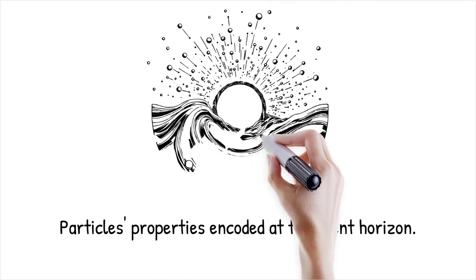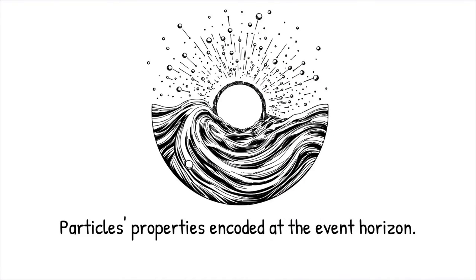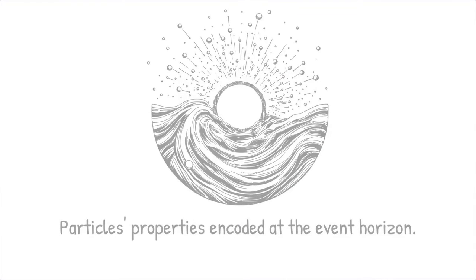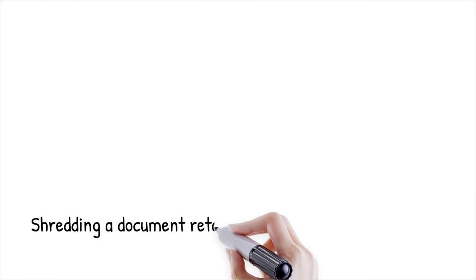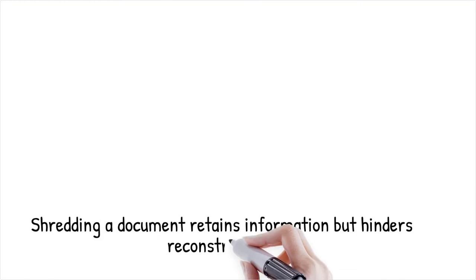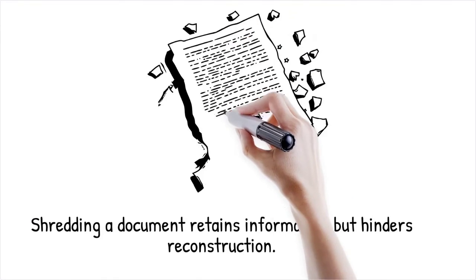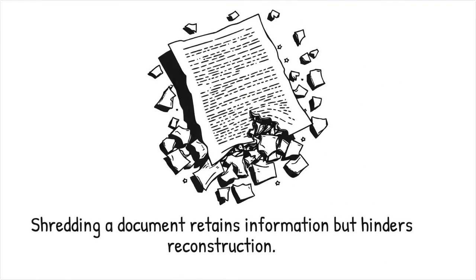As particles fall into a black hole, their properties are thought to be encoded in subtle fluctuations at the event horizon, like shredding a document. Its pieces still hold the information, but it's almost impossible to reconstruct.